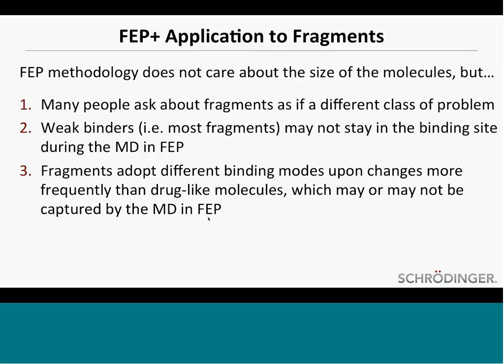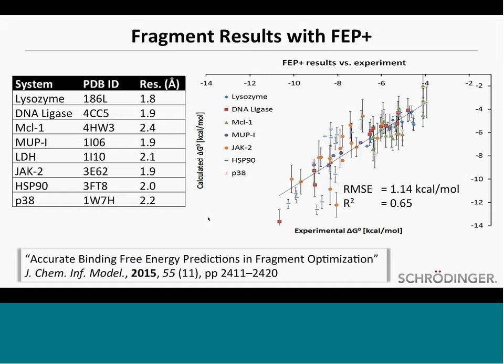Because of this fact, and also because there might be a degeneracy of the binding mode of these fragments, they can certainly change more frequently than drug-like molecules, which may or may not be captured by the MD and FEP. That said, we do see accuracy levels that are highly comparable to what we've seen for globular proteins. So you can see an RMSE of about 1.1 and a very nice R-squared for about a dozen or so fragment data sets that we've looked at. And this has been published a few months ago in the Journal of Chemical Information and Modeling.